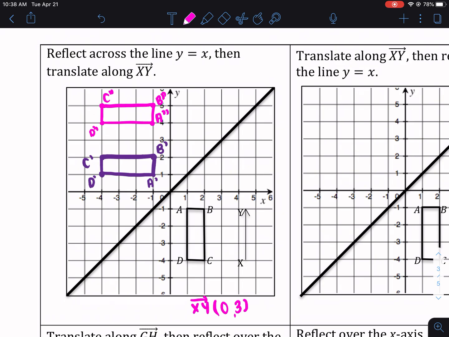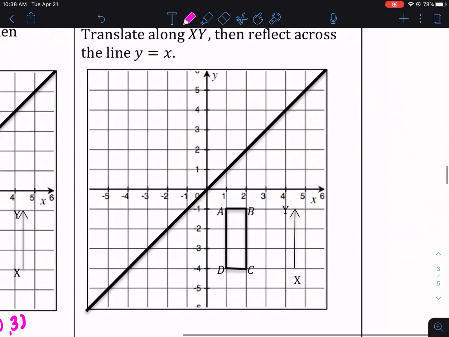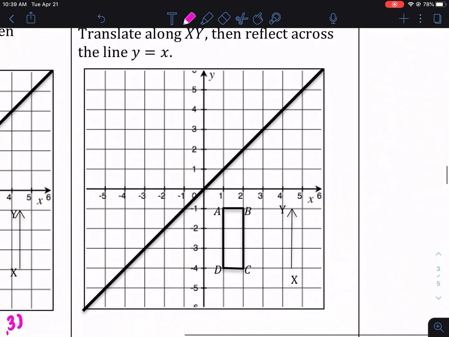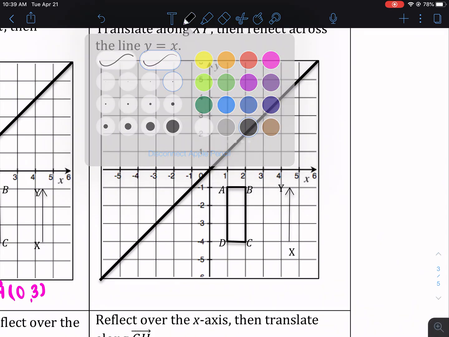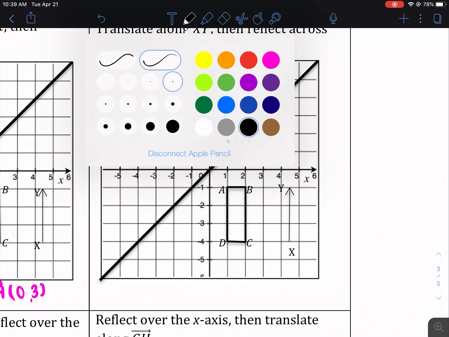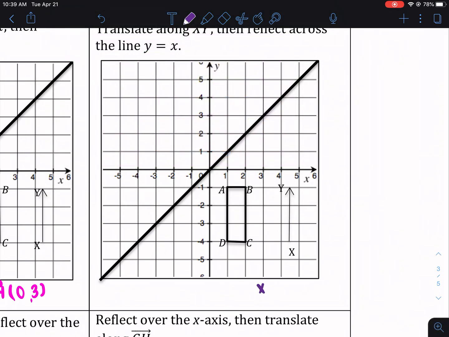All right, one more over on this side. What's going to happen is that you need to actually translate it up first, and then you're going to reflect it along the line y equals x. So let's start off again. Xy is just moving it 3 units up. We're not moving it left or right. So that means B is going to go 1, 2, 3. B prime is right here. A is going to be 1, 2, 3 right here. C is 1, 2, 3. And then D is going to be right here.